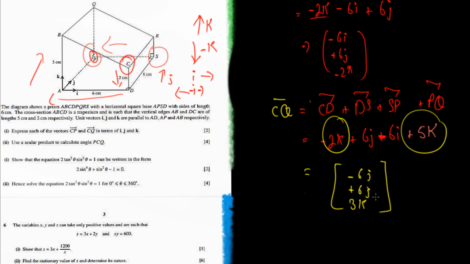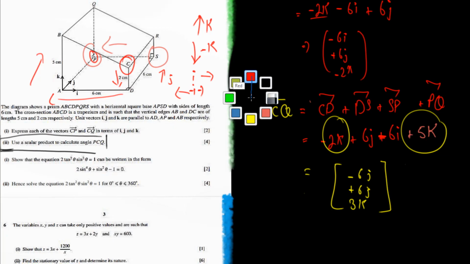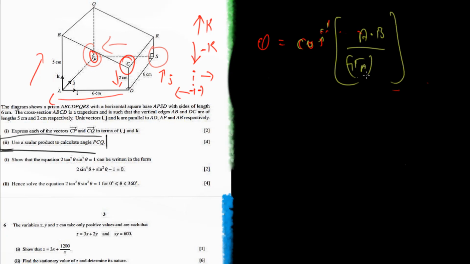The next question is a pretty mundane question which you always get in your examination. Use the scalar product and calculate the angle PCQ. I hope you guys are aware of the formula. Let me erase this quickly. Okay, the formula is that theta is equal to cos inverse of the dot product of a and b, divided by the modulus of a multiplied by the modulus of b. Modulus of b means the length of b.